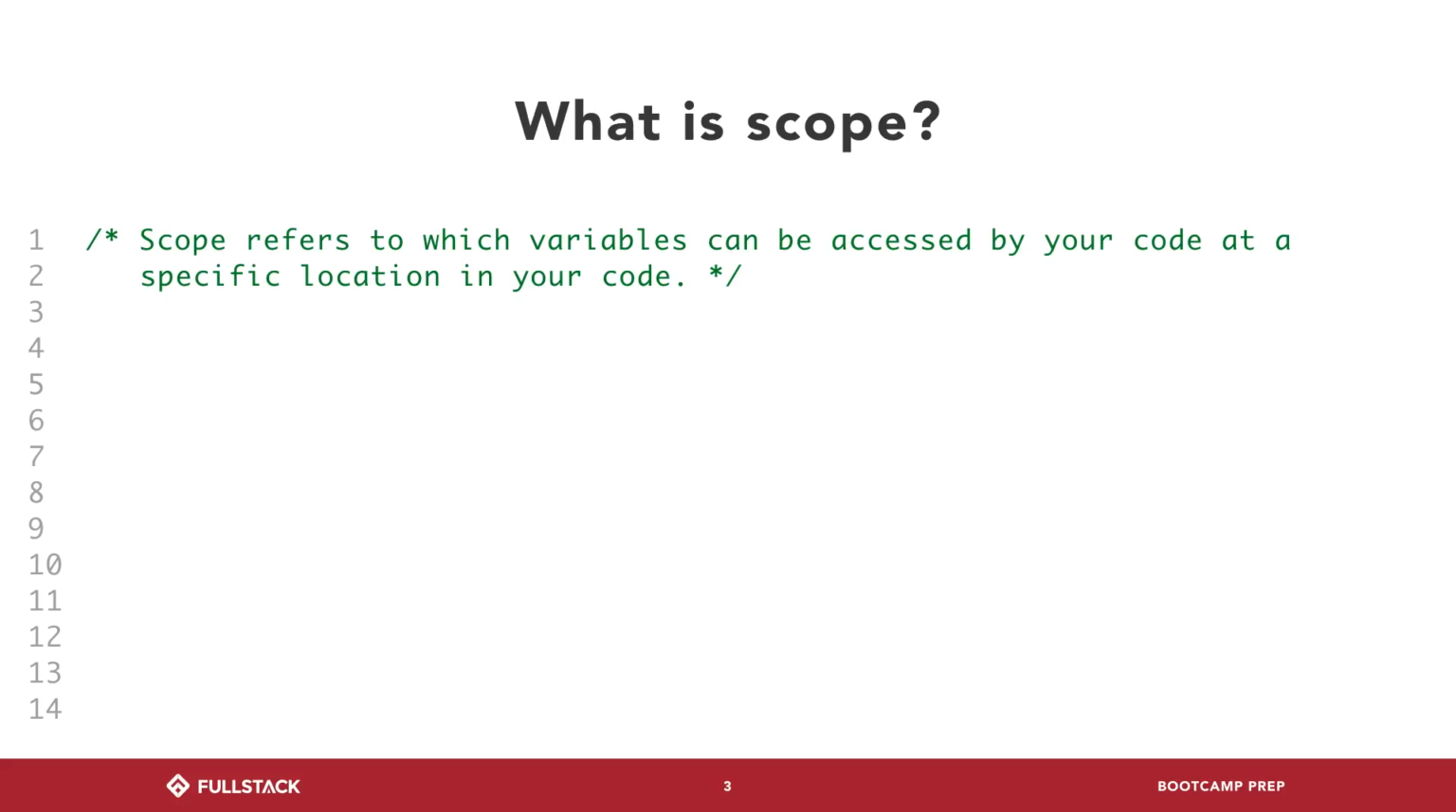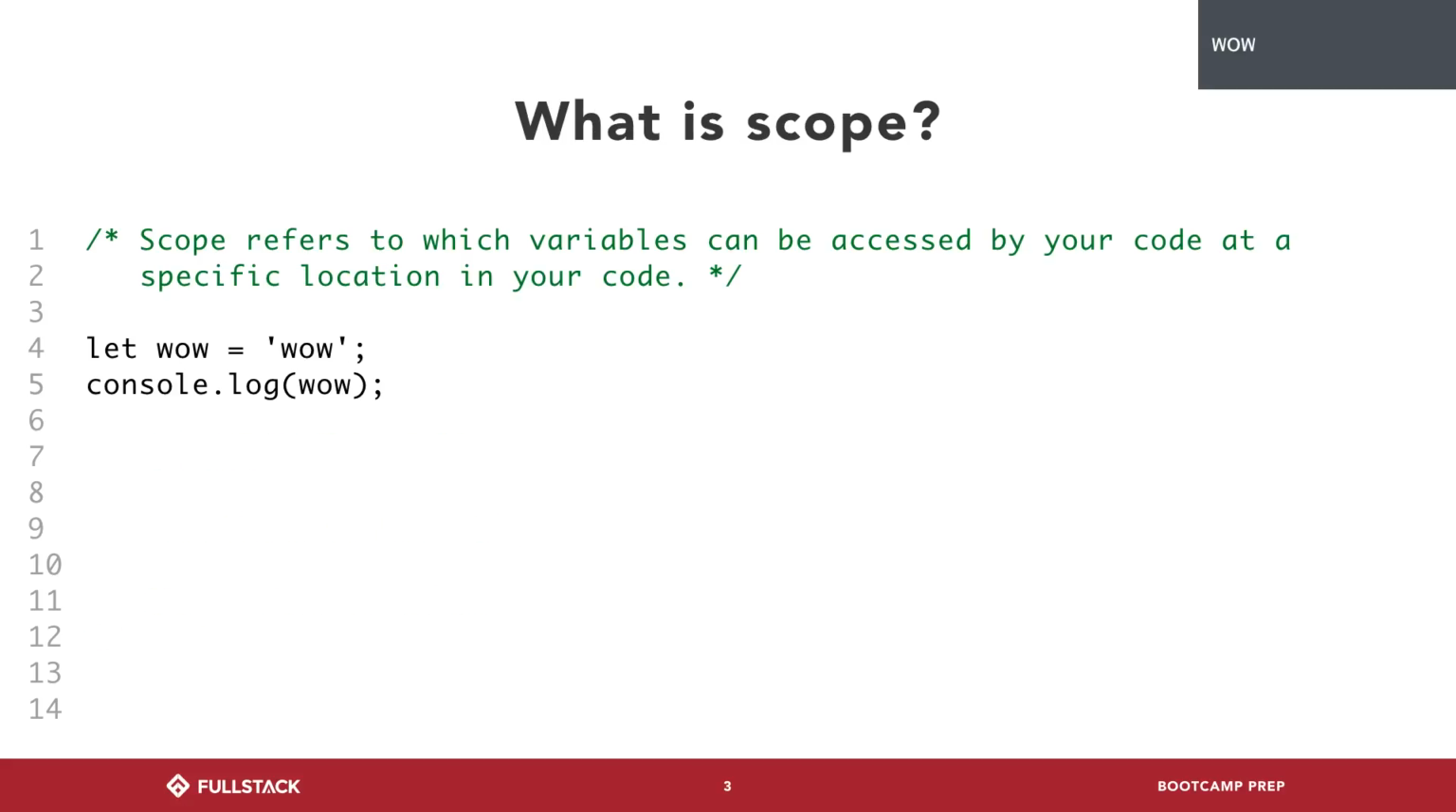So for us, the concept of scope primarily deals with the idea that certain variables are only going to be available to you at certain points in time or at certain places. So how does that look? Well, if I create a variable called wow, and I console log it out on the next line, that makes sense, right? I can see wow on line 5 because I just created it on line 4.